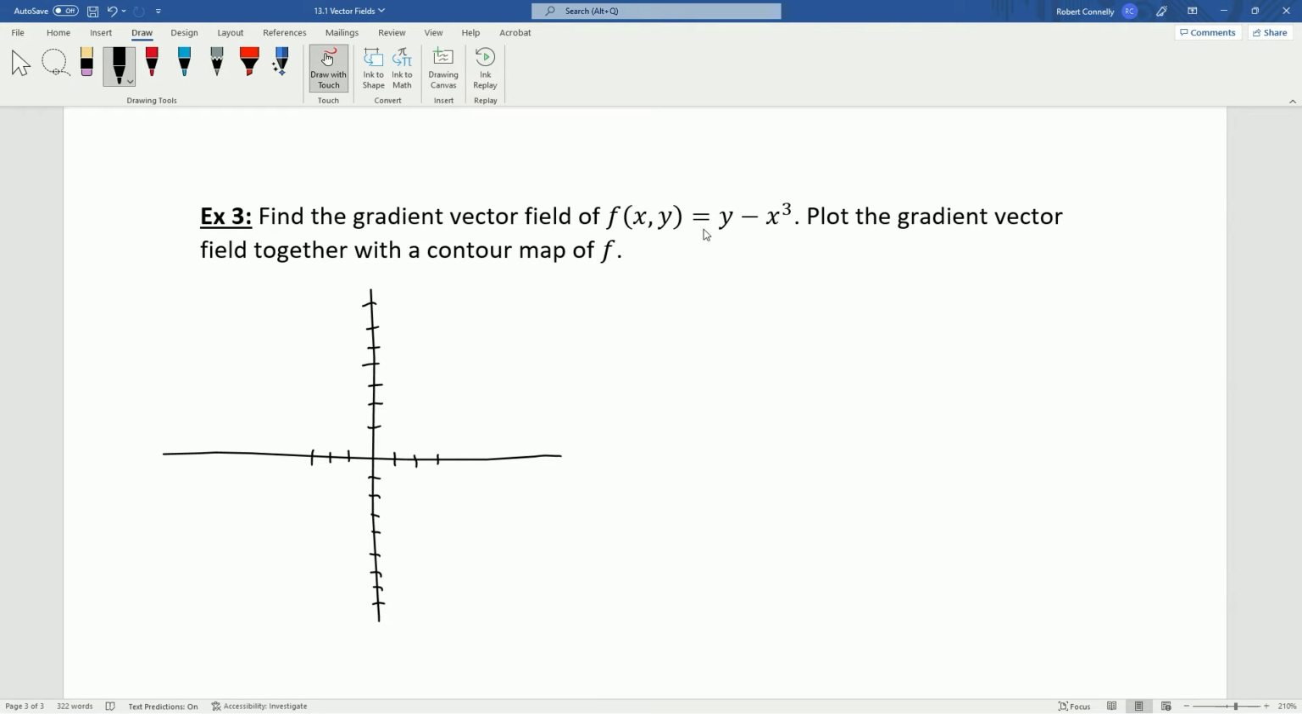Okay, so for the vector field, if we want to draw some level curves, we're just going to call f of x, y some constant k. So k equals y minus x cubed. And so I can rewrite this as y equals x cubed plus k. So this is going to look like a cubic function for various values of k. So that's what our level curves look like. So at 0, 0, we get 0 for k equal to 0.